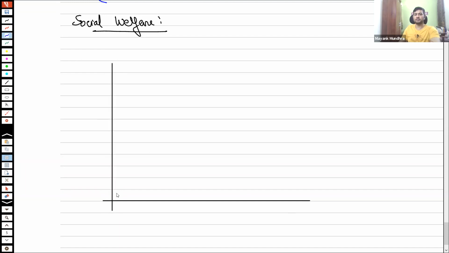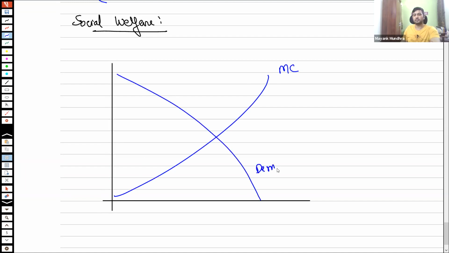So suppose this is any marginal cost and this is any demand. And let's suppose that this is the quantity which is being produced. And let's say the selling price is this much. This is the selling price.